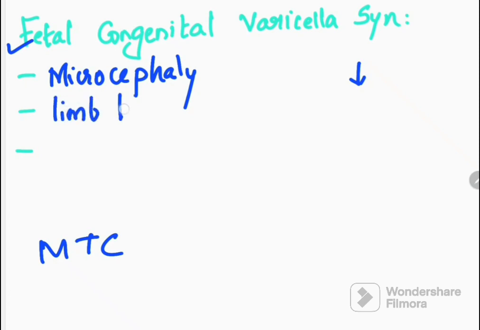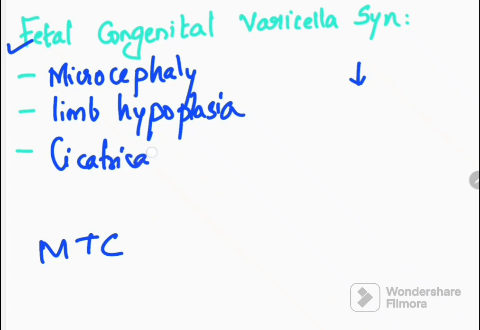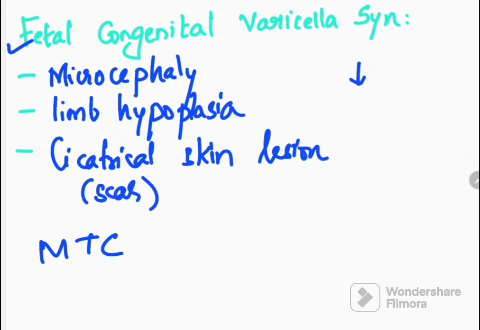Then the child gets limb hypoplasia. The limbs of the child can be very small in such a case. Then there could be cicatrical skin lesion. Cicatrical means what, guys? Cicatrical means scar formation. So, if the child gets the chickenpox infection from the mother, that is mother to child transmission, the child will end up getting fetal congenital varicella syndrome, which is a triad. There could be microcephaly, limb hypoplasia, and cicatrical skin lesion.